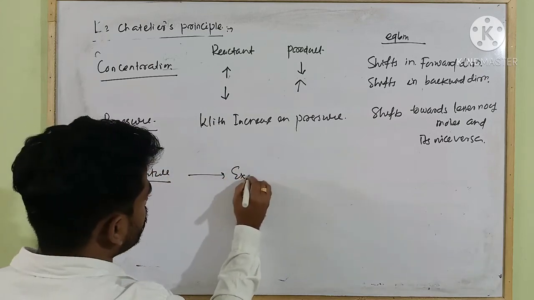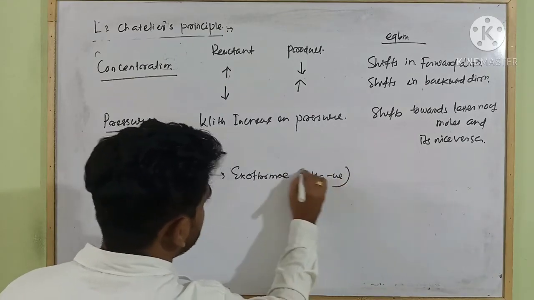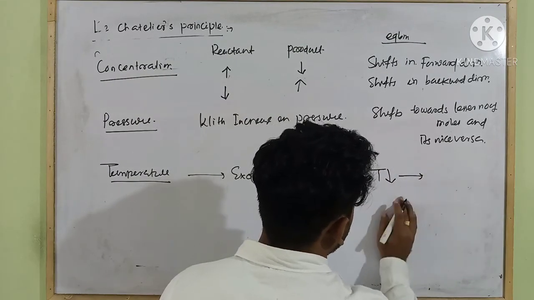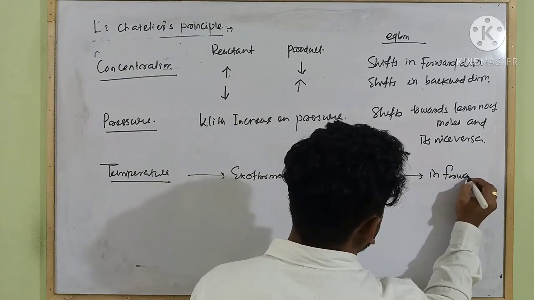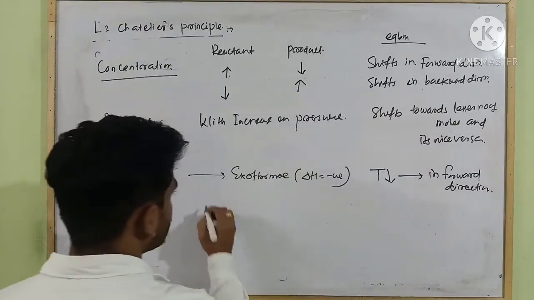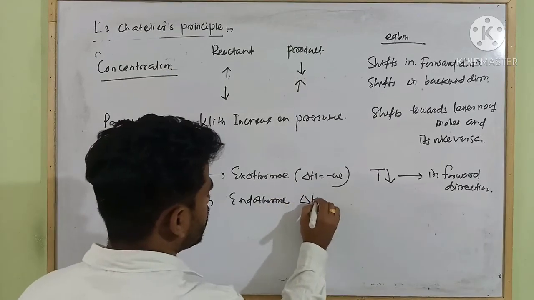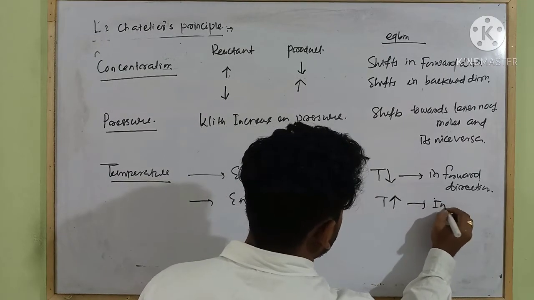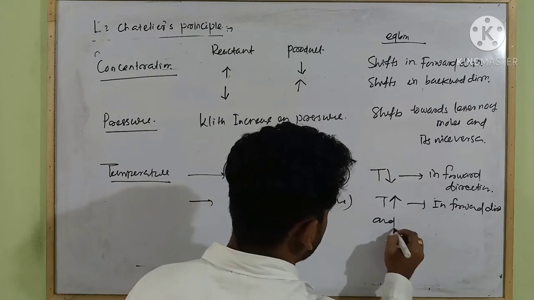If the reaction is exothermic, that is del H is negative, energy is released, then decrease in temperature shifts the equilibrium in the forward direction. Is that clear? If the reaction is endothermic, del H is positive, so increase in temperature shifts it in the forward direction, and there vice versa.